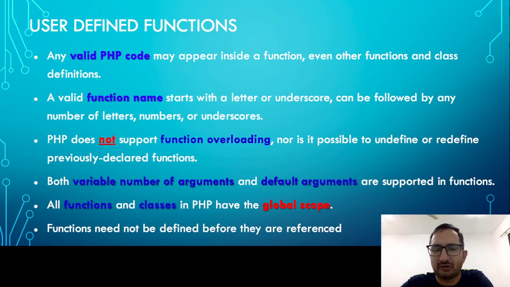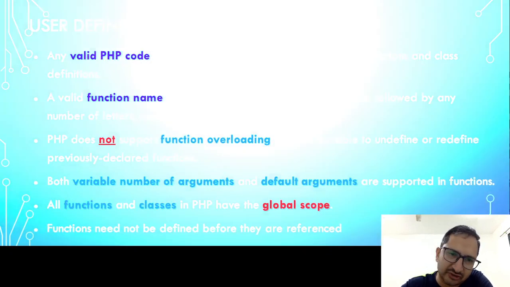Both variable-length arguments and default arguments are supported in functions. All functions and classes in PHP have a global scope. The functions need to be defined before they are referenced.